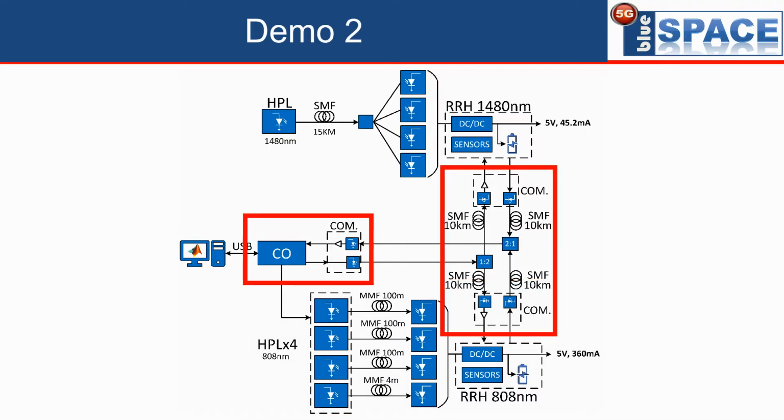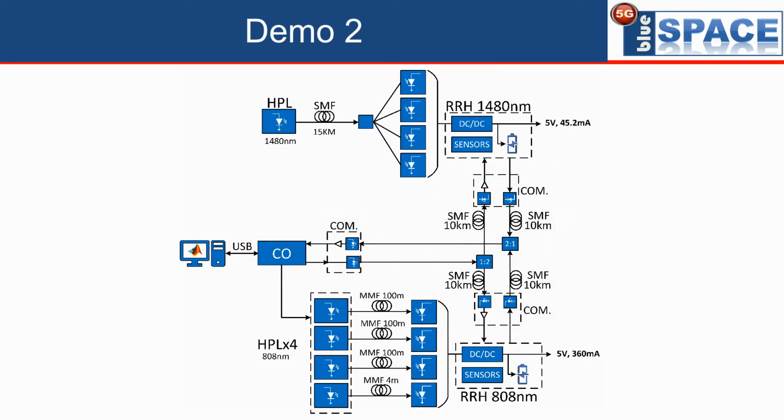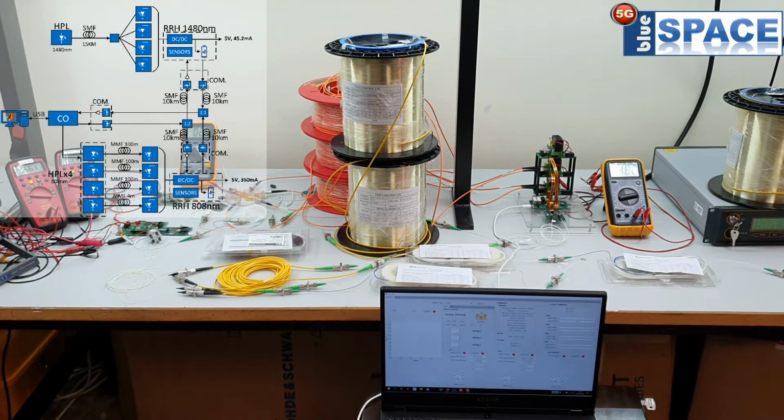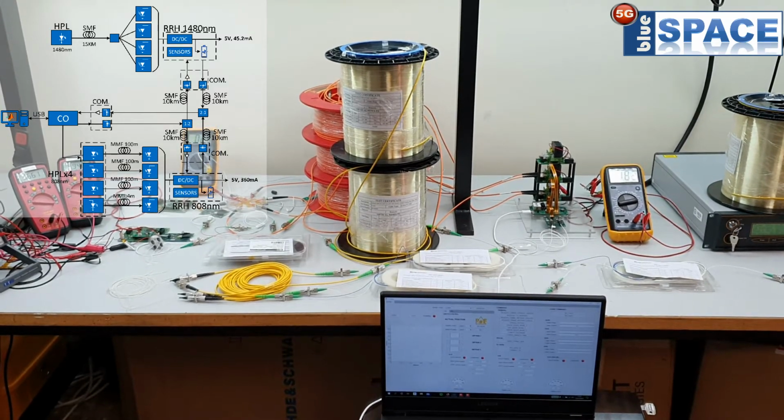Both systems are connected to the same central office, which allows the user to monitor and control them at the same time. Communication between central office and RRHs will also be shown in this demo. A MATLAB application will be used to control and monitor the states of both devices. The elements of both systems are the following.